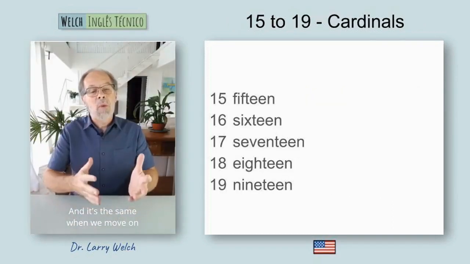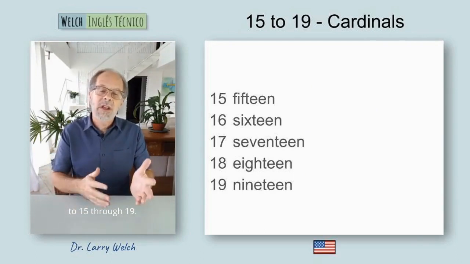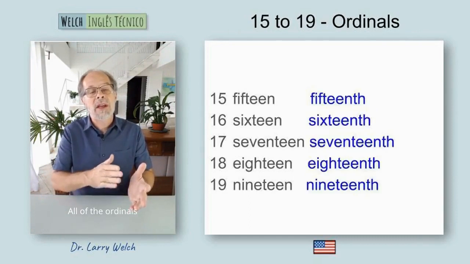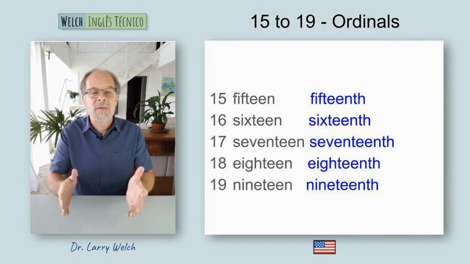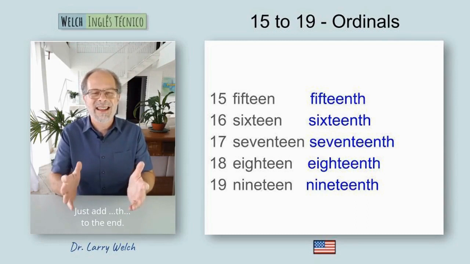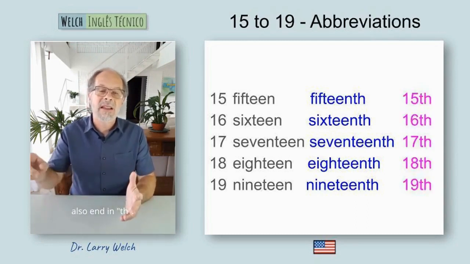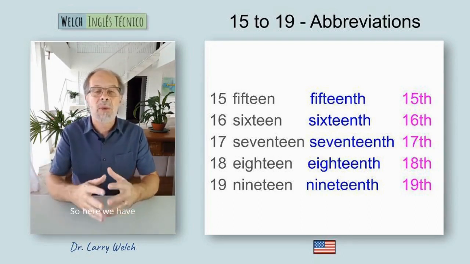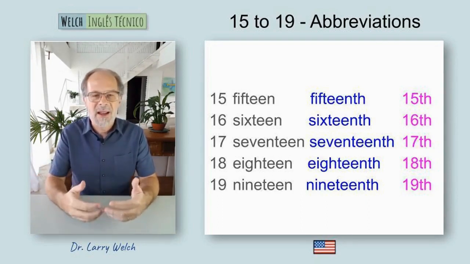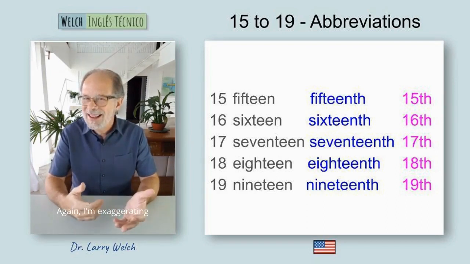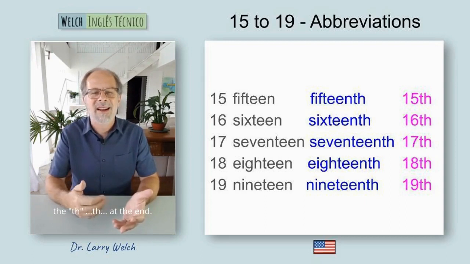And it's the same when we move on to 15 through 19. All of the ordinals end in th. Just add th to the end. And the abbreviations also end in th. So here we have 15th, 16th, 17th, 18th, 19th. Again, I'm exaggerating the th at the end.